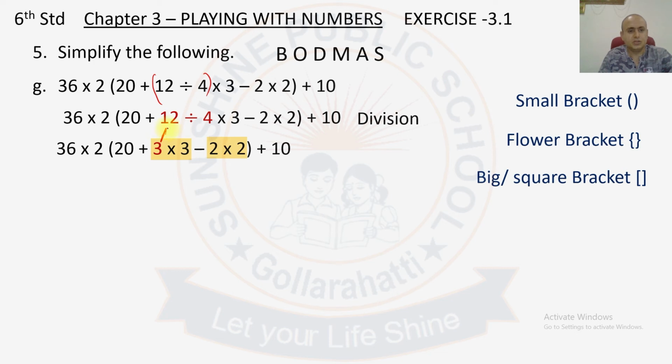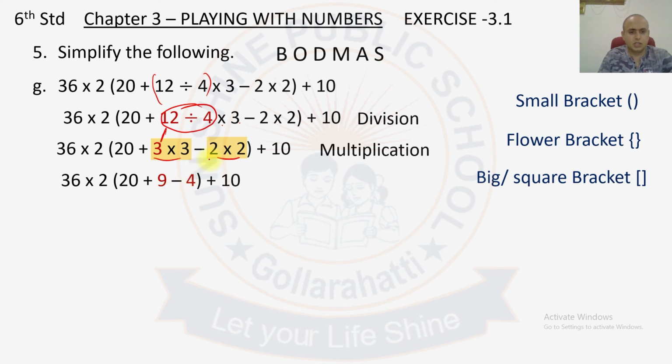If we take this out, the remaining is into 3 minus 2 into 2. So you have 3 into 3 minus 2 into 2. There are two multiplication signs, so you can multiply both at once. 3 threes are 9 and 2 twos are 4. Take the remaining numbers and signs as they are.